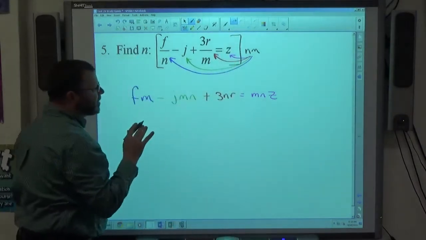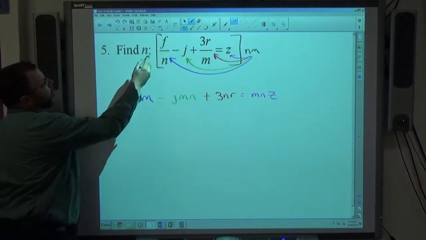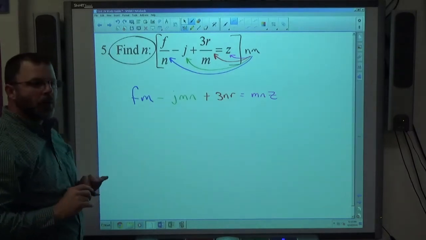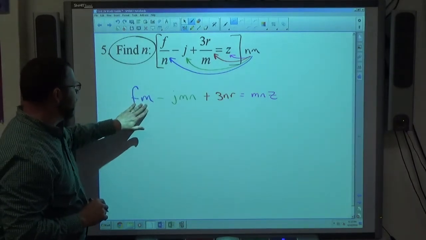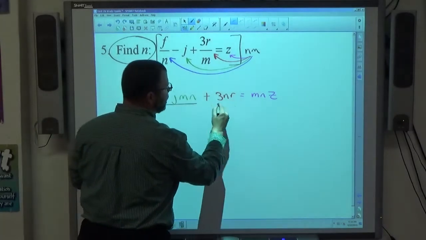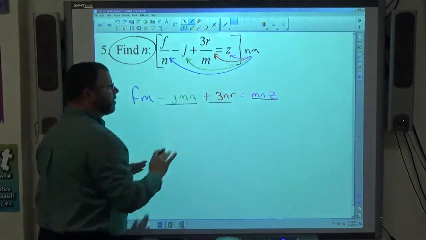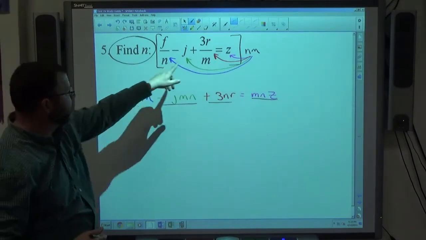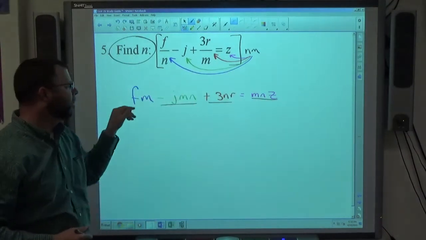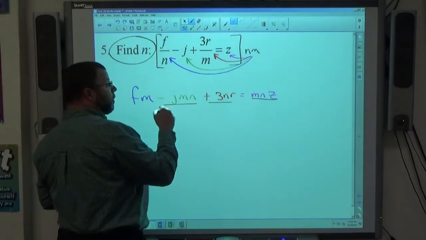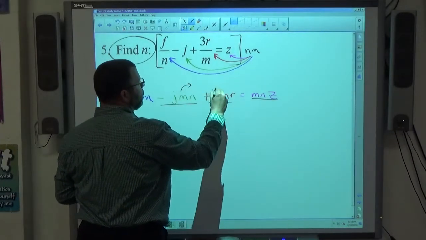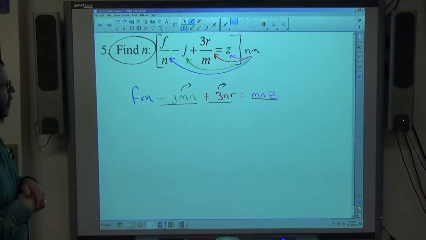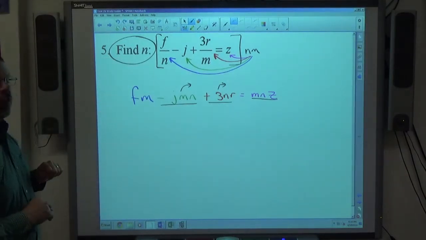Once you've done that one step, got rid of all the fractions, now you want to focus on the direction, find n. Anything containing n is more important than everything else. So this has no n in it. This has an n, this has an n, this has an n. So those three things underlined in black have to be on the same side. Two ways of making that happen. I can move fm to the right, jmn to the left, mnz to the left. Or what I'm going to do is move jmn and 3nr over to the right. So the red and the green objects are going to move to the right. The blue and the purple objects are going to stay right where they're at.